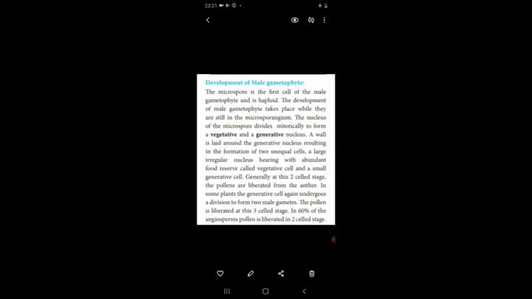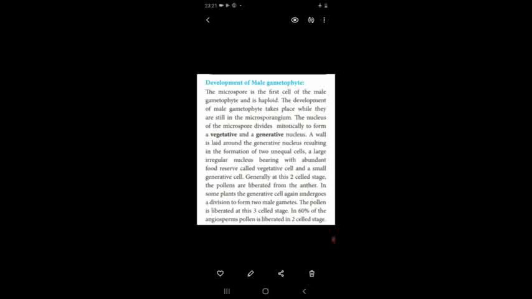So the microspore, which is haploid, that is n number of chromosomes, is the first cell of the male gametophyte. So the first cell of the male gametophyte is what? The microspore. Is it diploid or haploid? Haploid in number. The development of the male gametophyte takes place inside the microsporangium, otherwise named the anther lobe. Microsporangium or anther.